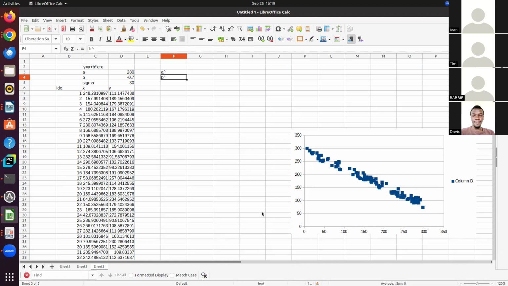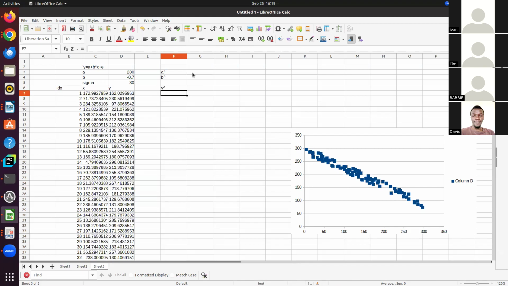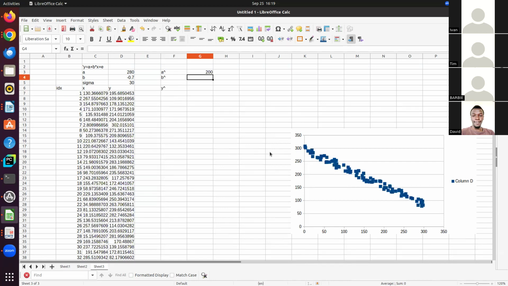So here we go. We have the x's, but this time, this one we know. This is the real one, this is the point. But what we would like to do is build up a y hat based on some guess. Let's say I'm guessing that A is 200, it's not the right one, I don't know. In the beginning, I have no idea what the real one is, that's real life. I only have those dots.